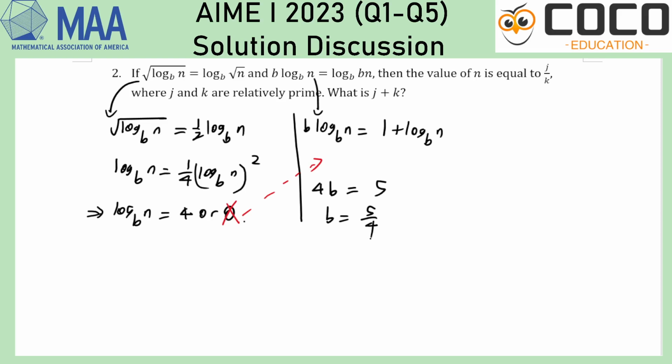b is 5 over 4, and then for the purpose of the answer, I need to find n. n is just b to the power of 4. So a little bit of computation to get 625 over 256, and the answer for the sum of the top and bottom is 881. So indeed, not very difficult. It's just direct manipulations of logarithms.